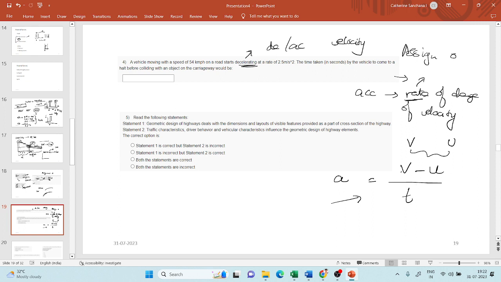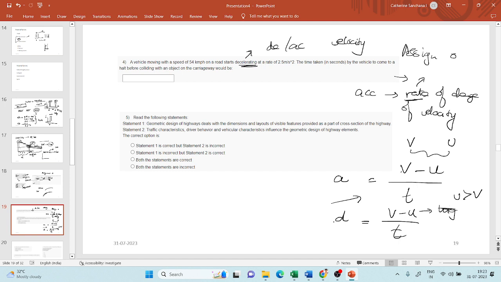Now here it is given deceleration, right? Deceleration is when I'm bringing the vehicle to a stop or reducing the speed of the vehicle. So it is also (v minus u) by t, but you know very well that the initial velocity will be higher than the final velocity, because I'm decreasing the speed of the vehicle. So this is deceleration.